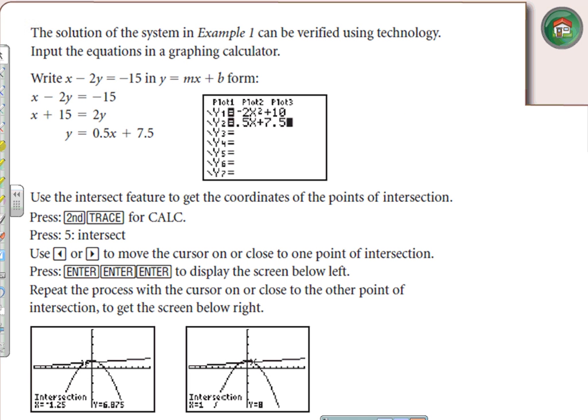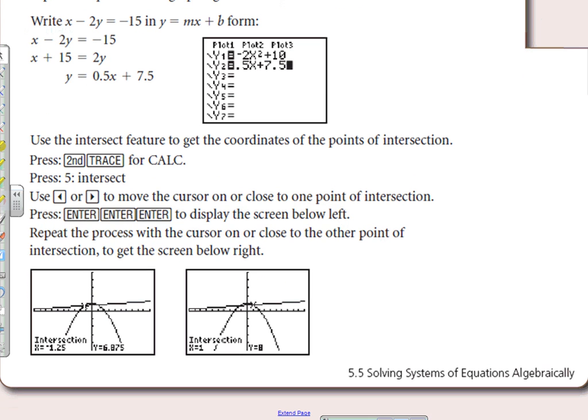Okay, the next part there on page 393 shows you how you can verify using your calculator. And that would just be plugging in the two different equations. You have to have y equals and y equals to make this work. And then just finding your intersection point, the same way that we found intersection points from 5.4.